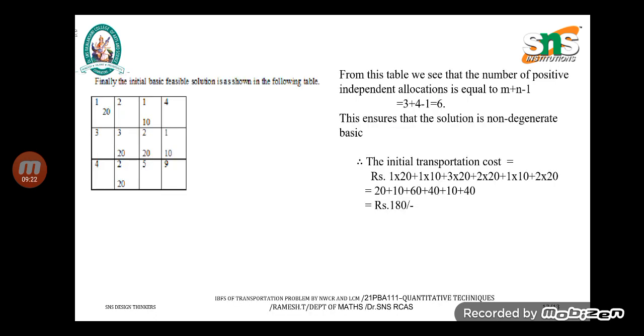So here the number of basic cells is 6, because m plus n minus 1 is 3 plus 4 minus 1, that is 6. So both are equal, therefore non-degenerate solution. And what is the initial transportation cost? 1 into 20 plus 1 into 10 plus 3 into 20 plus 2 into 20 plus 1 into 10 plus 2 into 20, that is equal to 180.